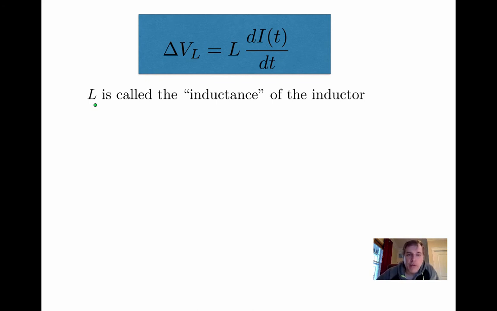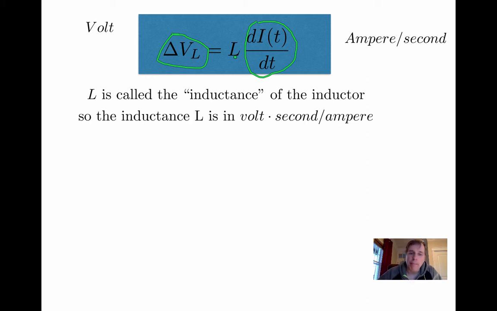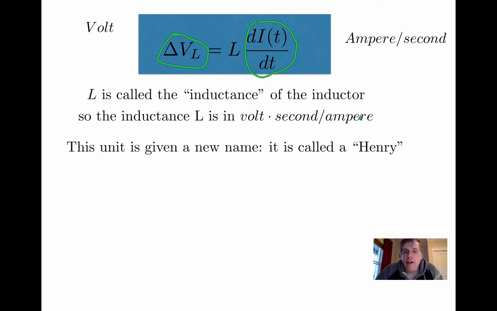What are the units? Well, if you look at the equation, clearly, this side here is in volts. And here, if you look at this part, this is ampere per second. So the units of L must be such that this equation works. So the units of L must be volts times seconds per ampere. So the inductance L is in volt second per ampere. Okay, so because it's a messy unit, the people decided to give it a new name, and it's called a Henry.